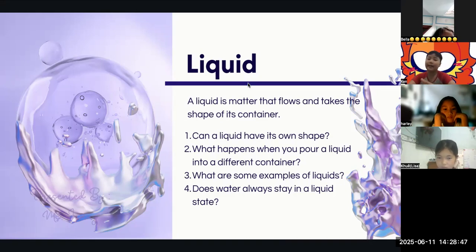Actually, water has three states. First, it can be a gas, then a liquid, and when it freezes, it turns into a solid, or we can say ice. So that is why liquid doesn't always stay in a liquid state.